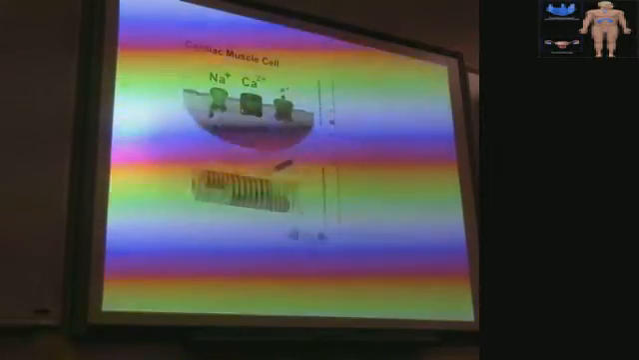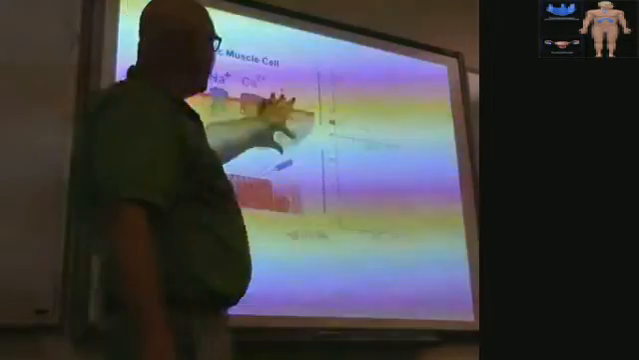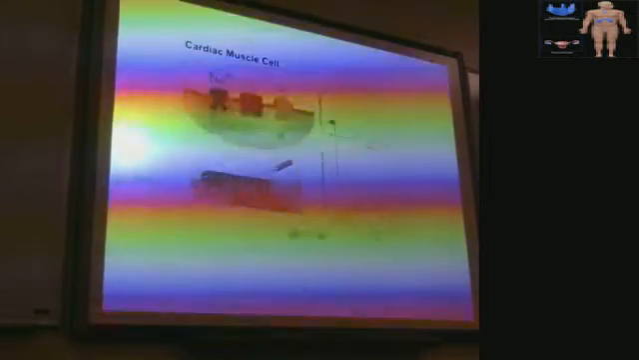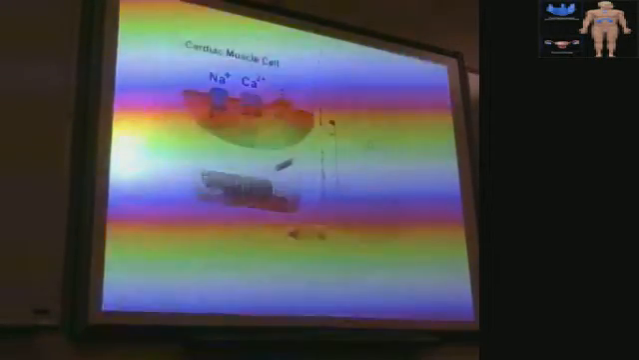So the cardiac muscle. Here we have the sodium, calcium, and potassium channels. All of these ions are important for the contraction of any muscle: sodium, calcium, and potassium.